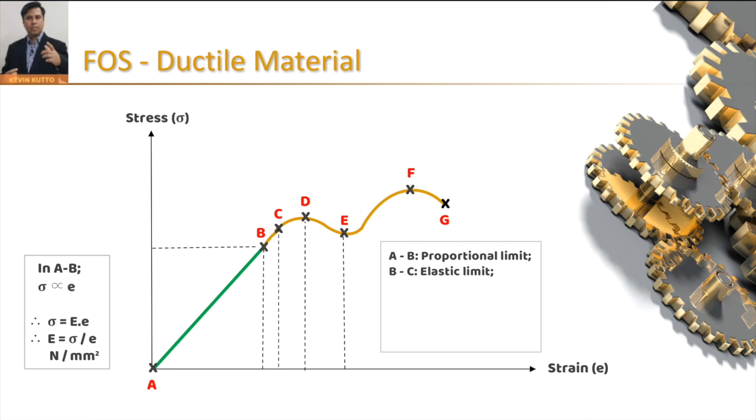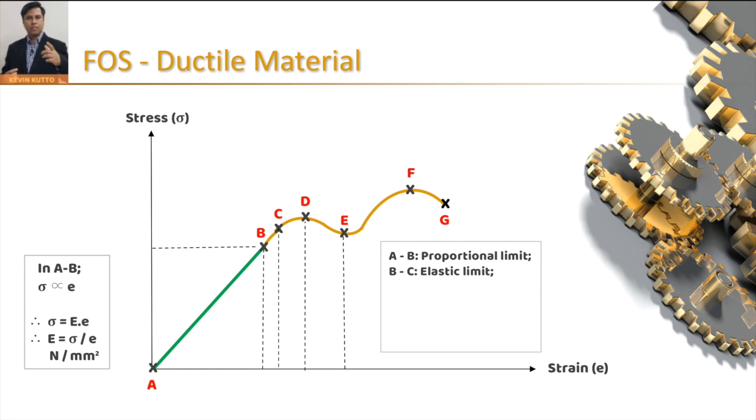So what happens when you cross limit C? In the region C to D, we enter into the plastic deformation region. That means now your material is not going to regain its original size and shape, even though you remove the load. Now interestingly, point D to E is a very different behavior which is shown only in ductile materials, right? So this is also called yielding.